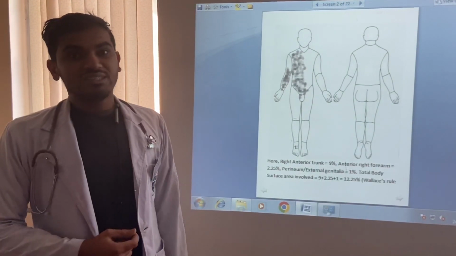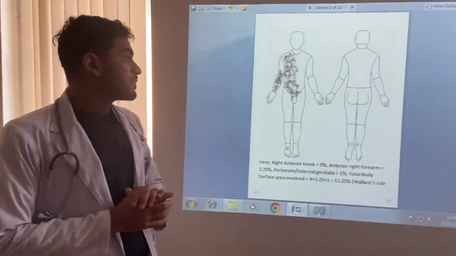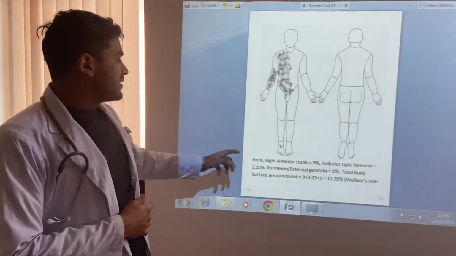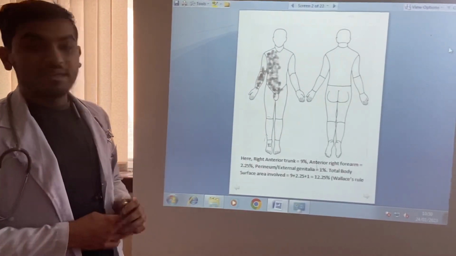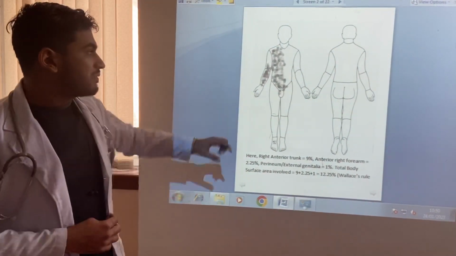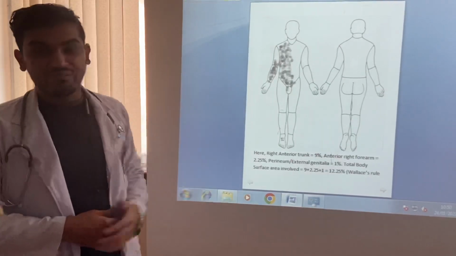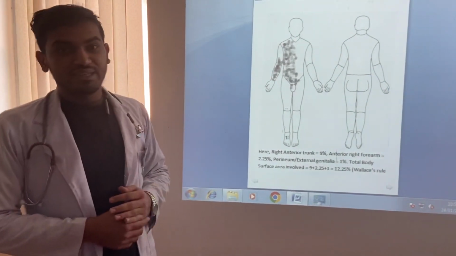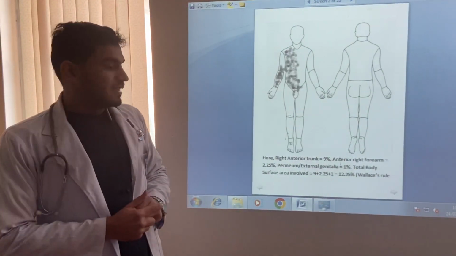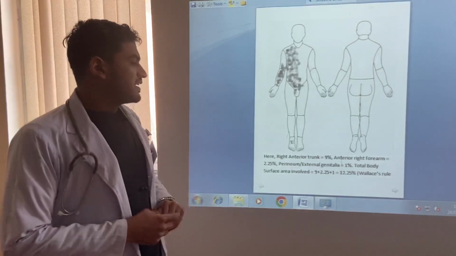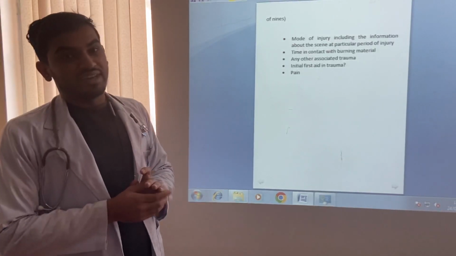So for the calculation of the total body surface area which the burn has affected, we have to calculate the right anterior trunk 9%, and the anterior right forearm 2.25%, as we have said that 4.5% is for the whole limb, so for half it is 2.25%. For the external genitalia and the perineum it is given as 1%. So the total body surface area involved, 9 plus 2.25 plus 1, is 12.25% along with the Wallace rule of 9.